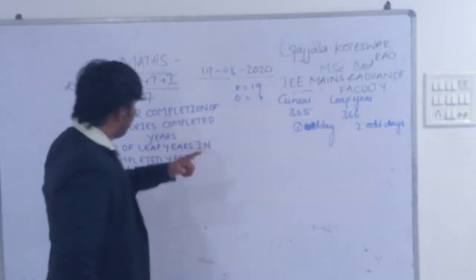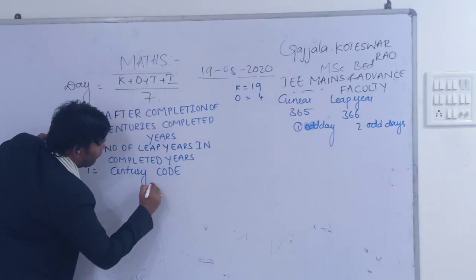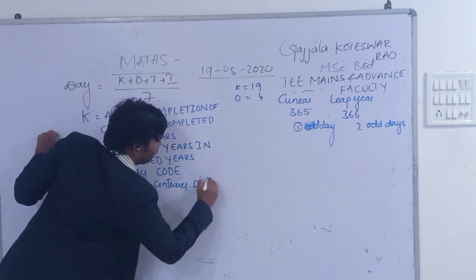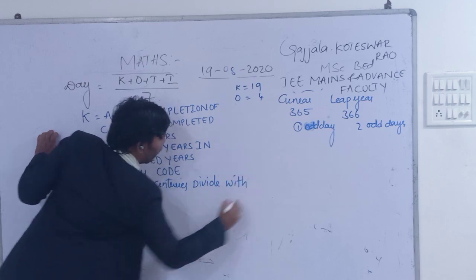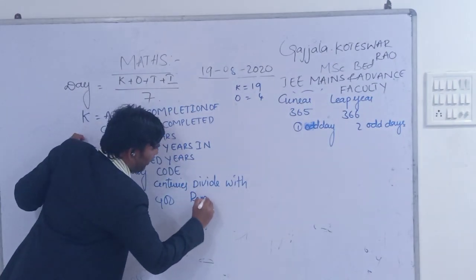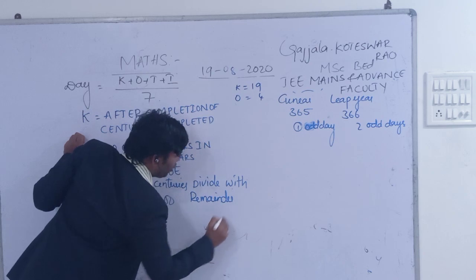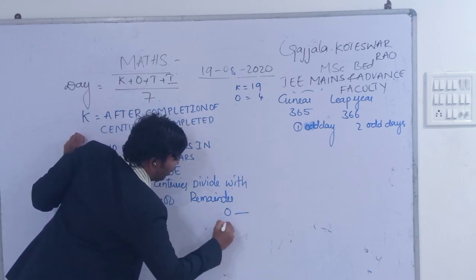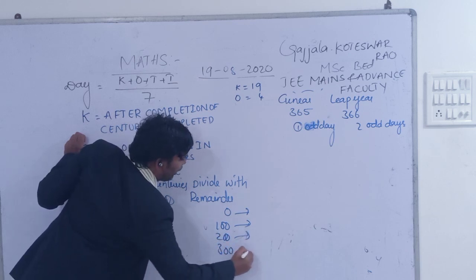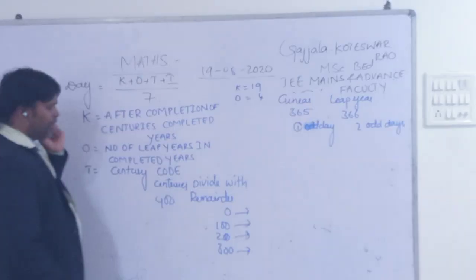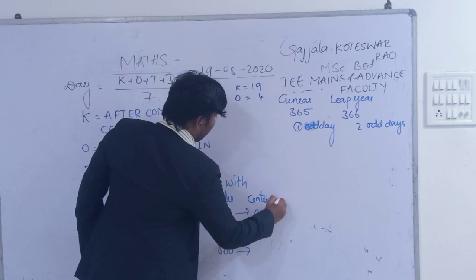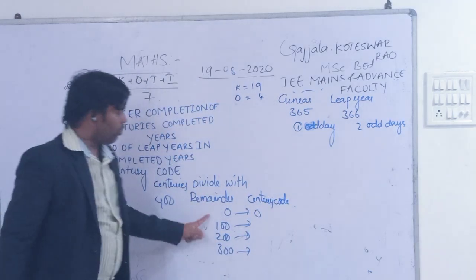That means the centuries you have to divide by 400. So if you divide by 400, what are the remainders here? The possible remainders are, first 0, next 100, next 200, and next 300. So when the remainder is 0, the century code is also 0. Just keep in mind always: remainder 0, century code is 0.